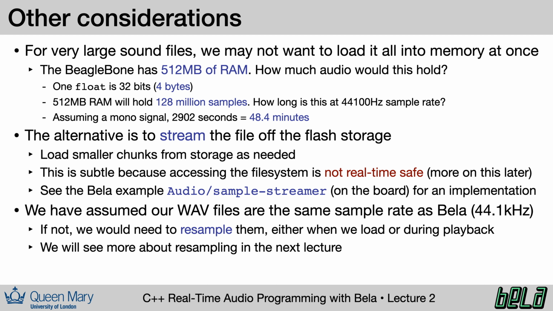And then finally, we've made the assumption that the WAV files that we're loading have the same sample rate as Bela of 44 kilohertz. If that's not the case, then we would need to think about resampling them either when we load them or when we play them back. And that's something that we'll see in a different form in the next lecture.